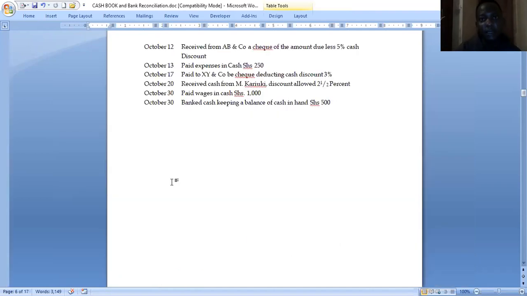Then October 30th, paid wages in cash 1,000 shillings.